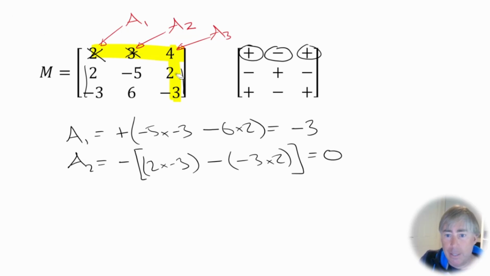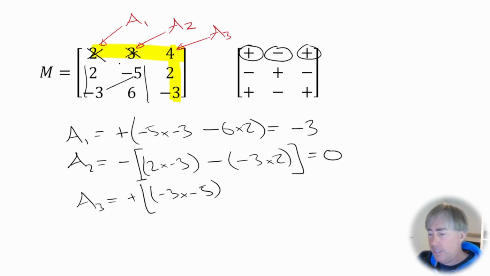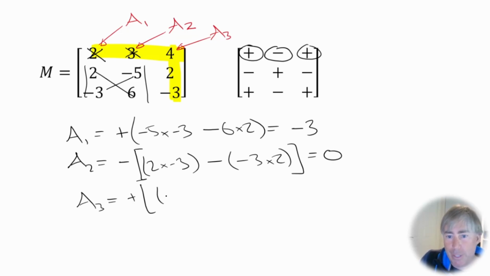And again, I'm going to find the determinant of my minor matrix. So A3 is going to be equal to positive, and we're going to do negative 3 times negative 5. Okay, and from that I'm going to, you see, I did this a second ago, and again it just highlights how easily you can make mistakes. Okay, so remember, we're actually multiplying 2 by 6 first, and then subtracting from that negative 3 times negative 5.